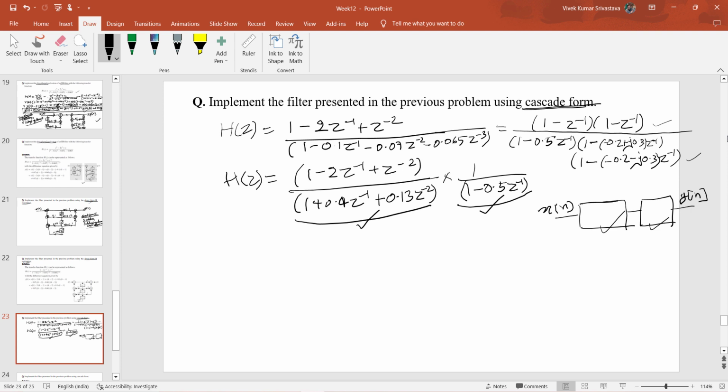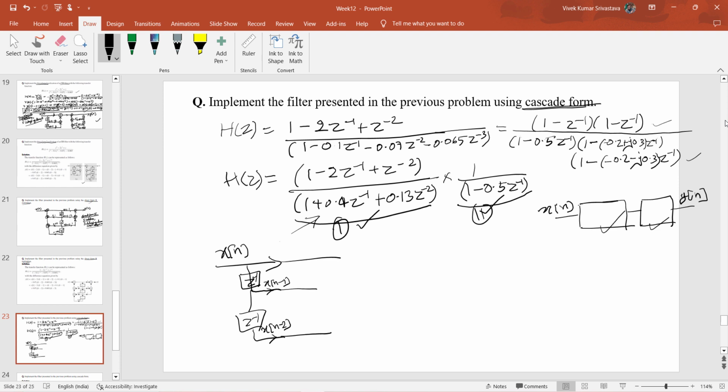So let us first realize the first part, and then we will go for the second part. To realize the first part, let us suppose this is my x of n. It has three parts, that is x of n, x of n minus 1, x of n minus 2. So we require two delays here to get x of n, x of n minus 1, x of n minus 2.